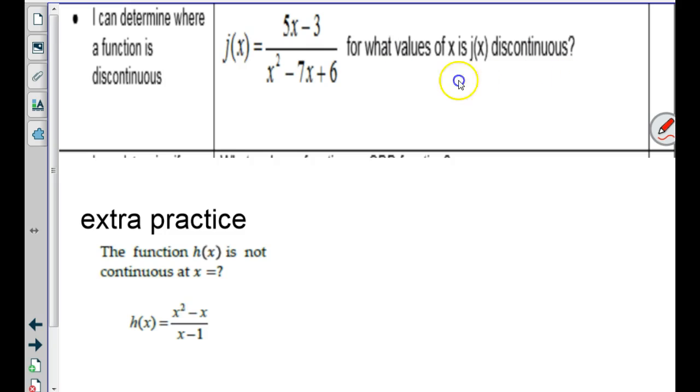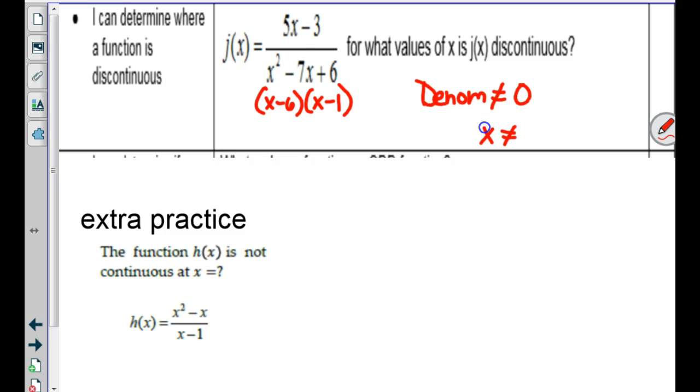Where's this discontinuous? Does that factor correctly, guys? So remember, the denominator cannot equal 0. So x cannot equal 6, or x cannot equal 1. It says for what values is it discontinuous? So it would be for x equals 6 and x equals 1. If you wrote cannot equal, I'm not going to count it wrong, but the way it's stated, they want to know what values make it discontinuous.